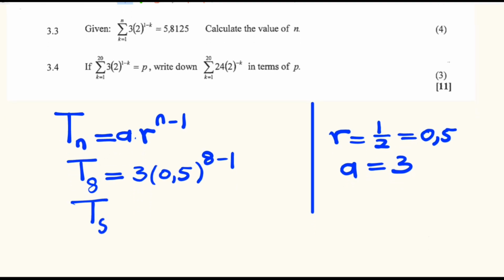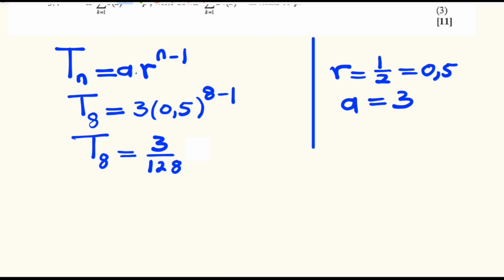Term number 8, using our calculator, will be equal to 3 divided by 128. Question 3.3, we are given the sum of 3 multiplied by 2 raised to the power 1 minus k, and k is from 1 up until n, and this sum adds up to 5,8125. And we calculate the value of n.